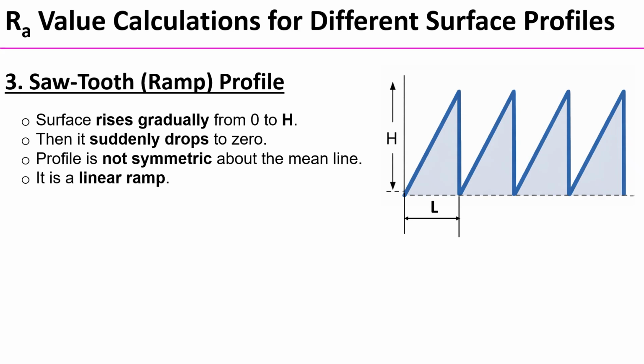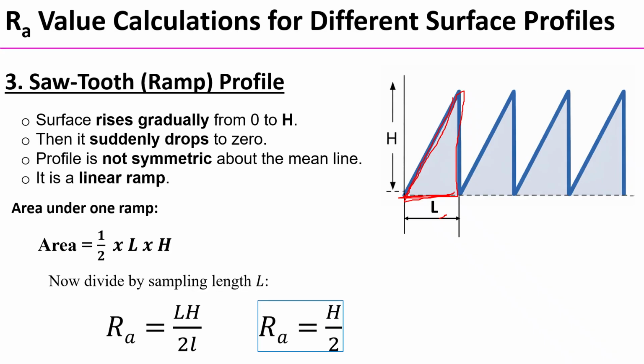In the sawtooth profile, the surface rises gradually from 0 to H. Then it suddenly drops to 0. So the profile is not symmetric about the mean line. It is a linear ramp. The area under one ramp looks like one right angle triangle. So the area for one cycle, one ramp, is half into base into height. The base is L and the height is capital H. Then the area is equal to LH by 2.